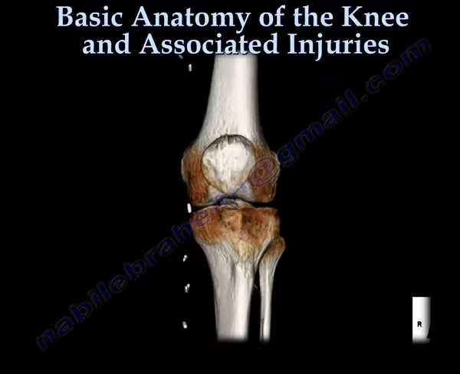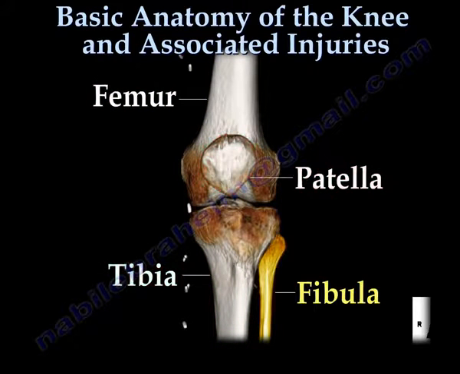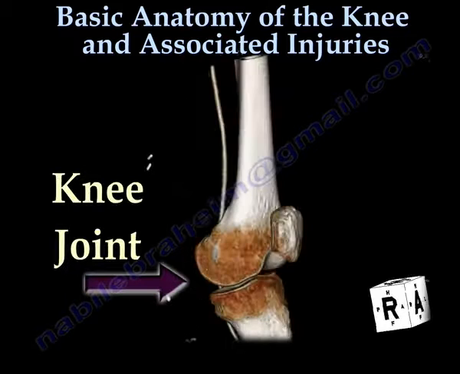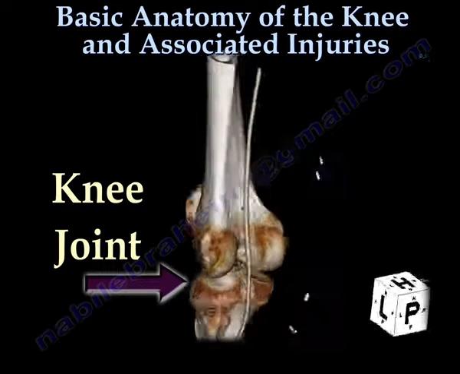The basic anatomical features of the knee include the femur, tibia, patella, and the fibula. The knee joint is the largest joint in the human body. The function of the knee joint is to allow movement of the leg and is critical to normal walking.